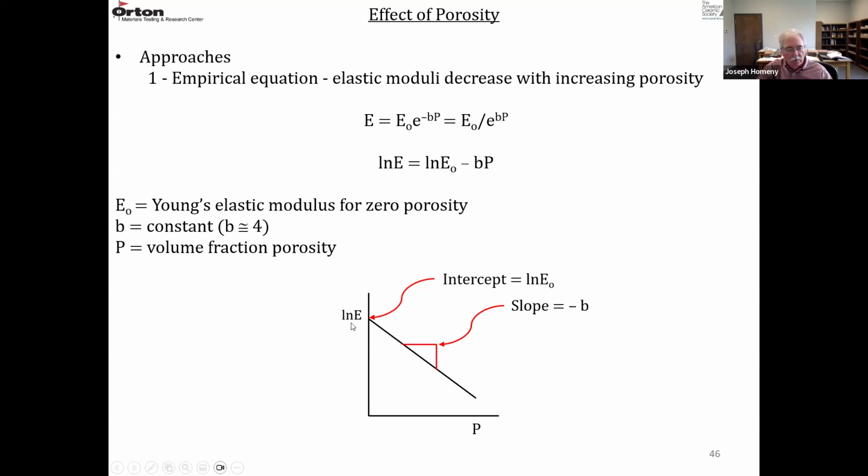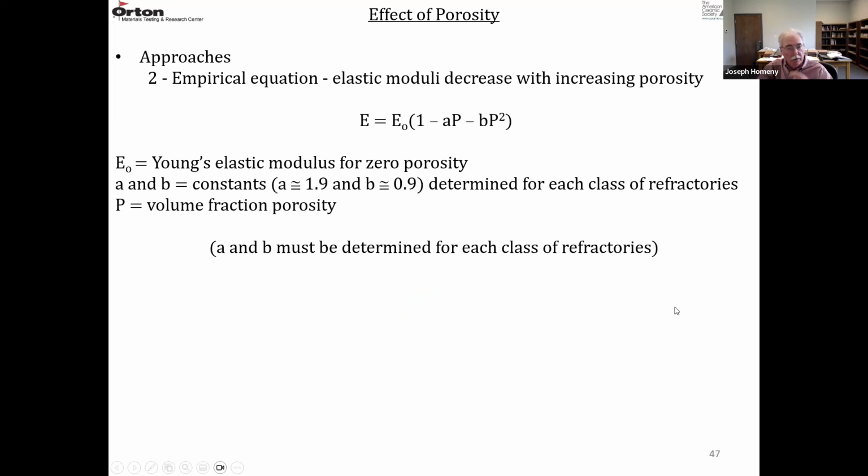So if you take a material and you vary the porosity level, you can plot the modulus versus the porosity. You should get a straight line, and the slope is minus B in this equation. And then you can get E0 from the intercept. So once you get E0 and B, you can calculate E for any porosity level. So that's one empirical equation.